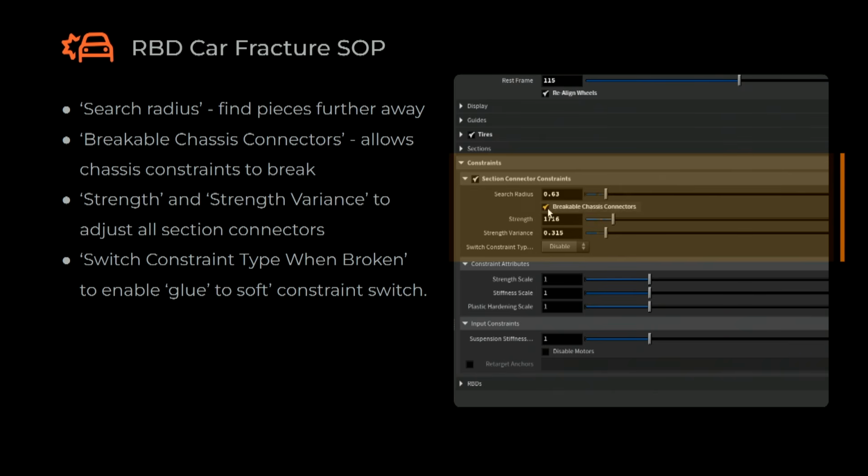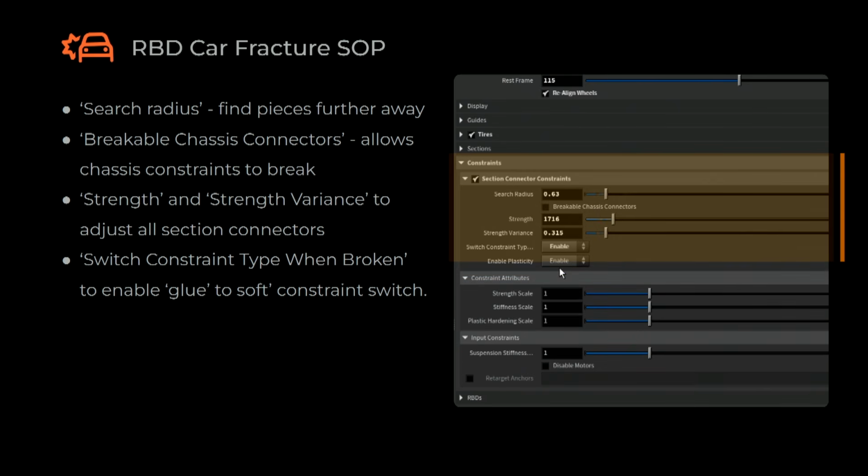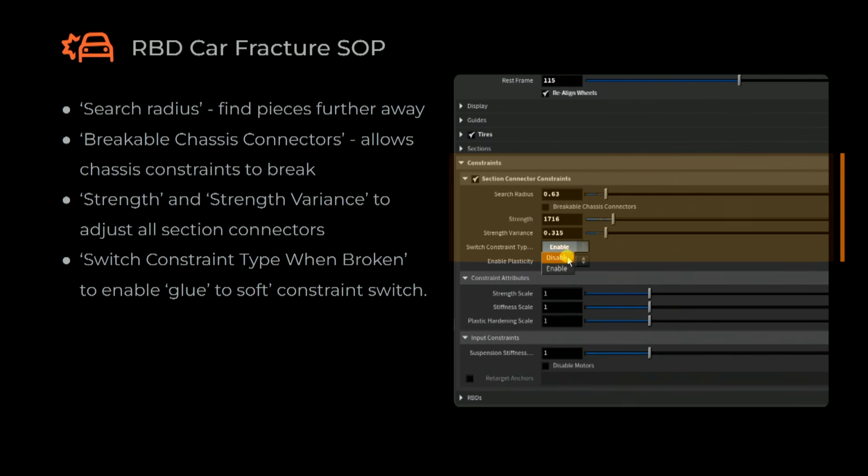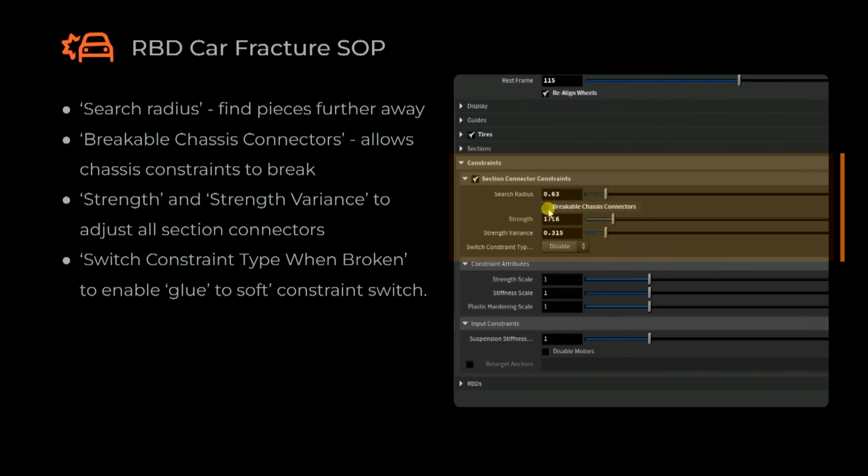And the breakable chassis connector is basically a toggle which allows you to set your chassis constraints to be breakable. Your chassis constraints come with a strength of -1, which means that it doesn't really break. It holds on to the car. It's like that one part of the car doesn't really break. But by setting it to breakable chassis connectors, it switches to a strength of 1,000 or something, thereby making it a proper glue constraint. So with enough impact, it breaks apart, and you get your chassis to break if you want it in a specific situation.